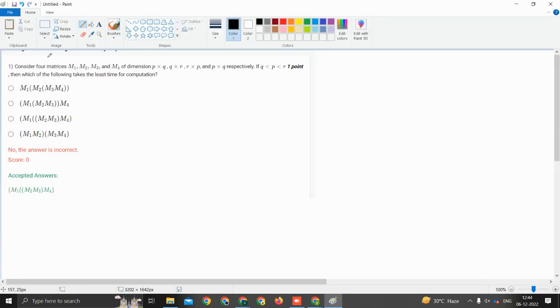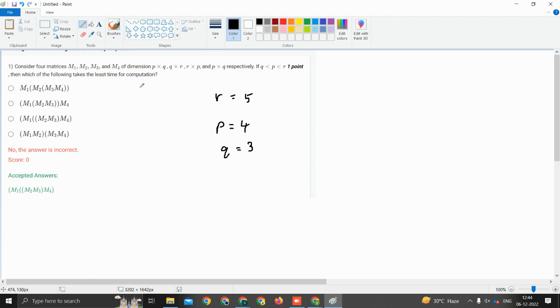Yeah, go ahead. In this question, I take R equals 5, P equals 4, Q equals 3. So these are any random values, right? Yes, we take small values so the computation is less. Okay.